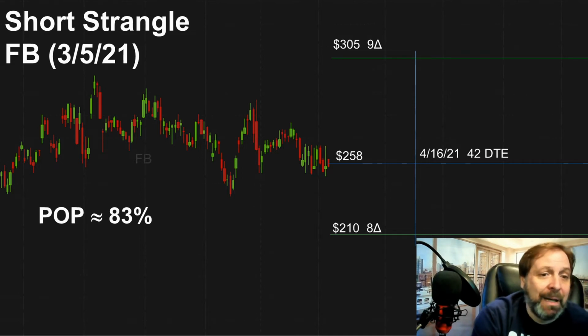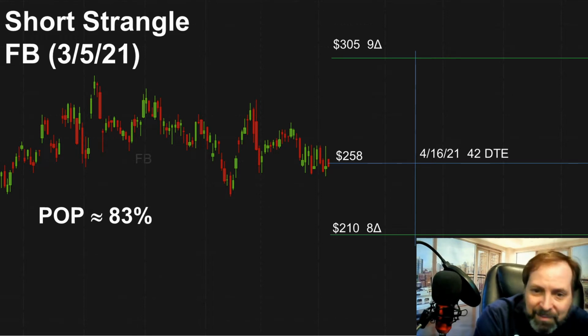Okay, so here's what happened. I had a pop of about 83%. You know that deltas are an approximation of the probability of being in the money, and you can see that the top side had about a 10% chance of being in the money, and the bottom side had about a 10% chance, and it worked out that the probability of profit on this was 83%.